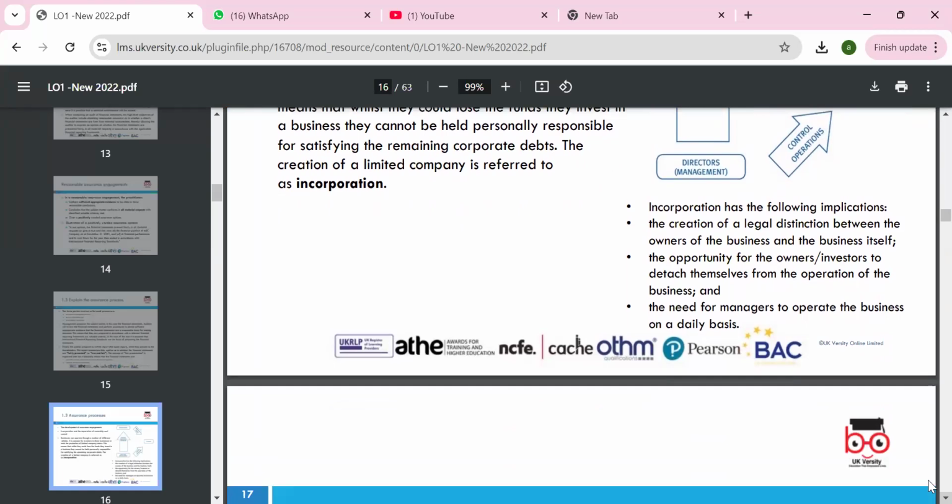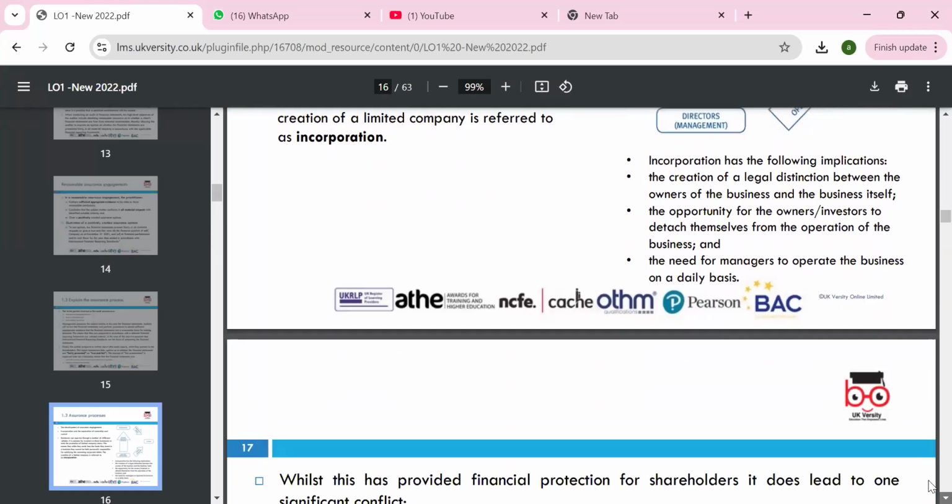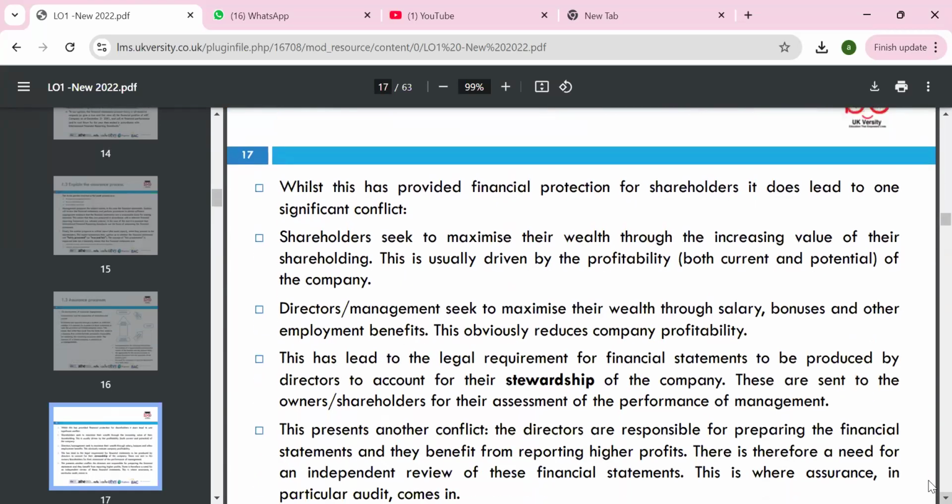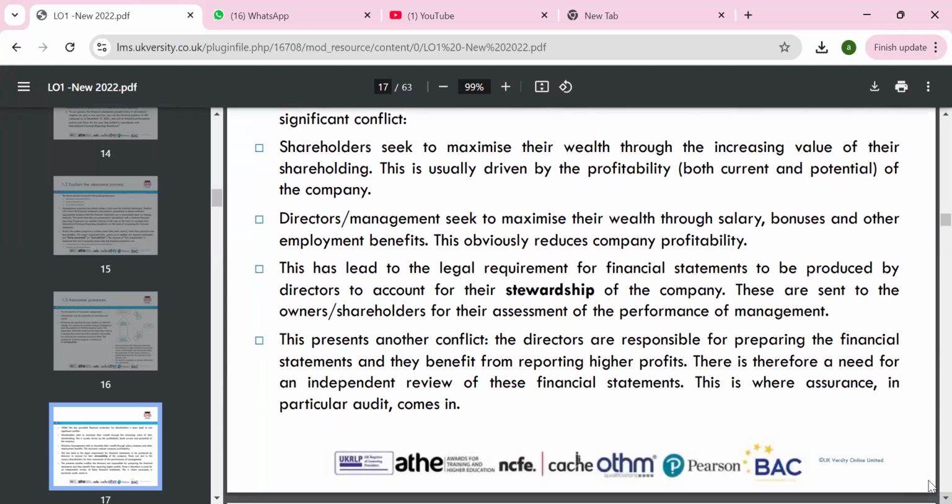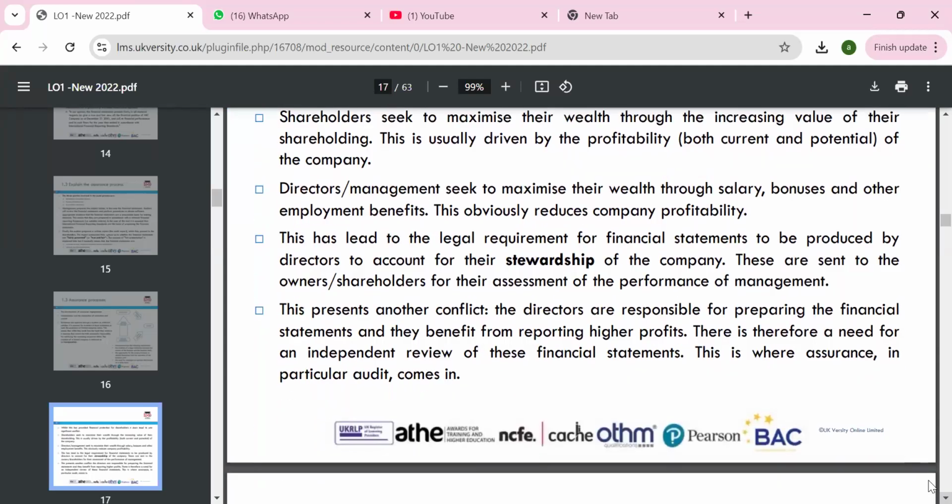Actually, directors are the agents acting on behalf of the owners. The shareholder is actually the owner of the business. Preparing the protection of the shareholders leads to significant conflict. Shareholders seek to maximize wealth, increasing the value of the company. So nowadays, the concept is the stakeholder, value maximization, not just the shareholder. The steward looks after things on behalf of the shareholders, and the financial statements and accounts, and the director is the steward of the shareholder, especially in a public limited company.